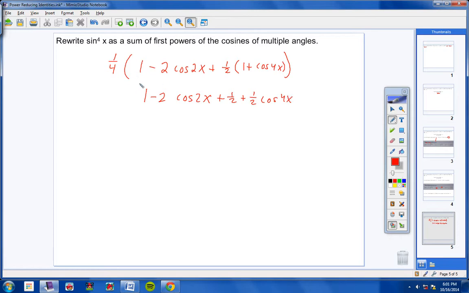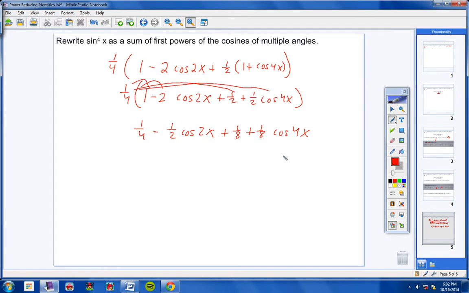Then take your 1/4 and multiply it through, and you're left with 1/4 minus 1/2 cosine of 2x plus 1/8 plus 1/8 cosine of 4x. What I did is I took 1/4 and I multiplied it times each term. Okay? Hold on one second. This is one term right here. So times this, times this, times this, times this. I got this. Okay, now in the end, if you wanted to, you could factor out a 1/8.